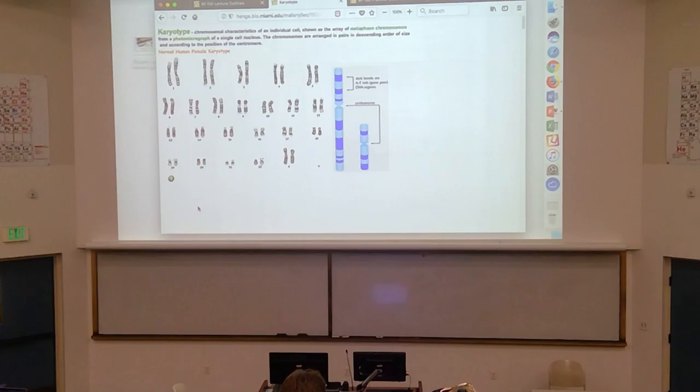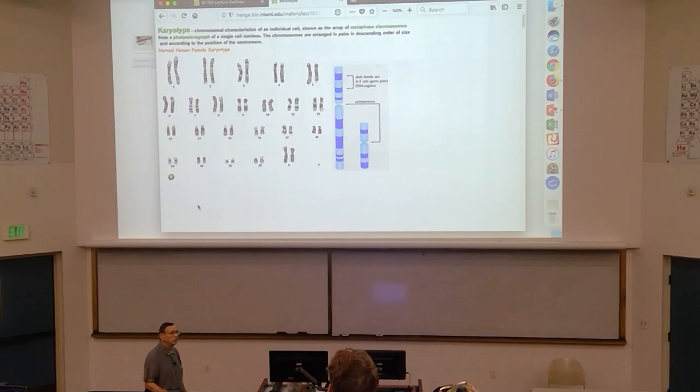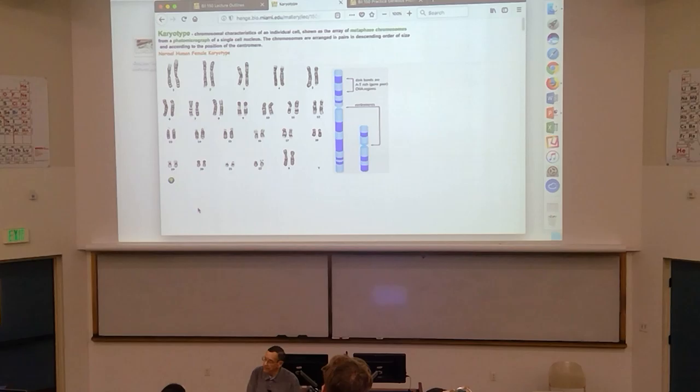A karyotype is a photographic representation of the chromosomes taken around metaphase, a little before metaphase, at metaphase, or a little after metaphase as it starts to move in anaphase. Then you take a photographic picture of the condensed chromosomes. In those days, you cut it out with a pair of scissors. Today, you can use Photoshop and outline it quite nicely.